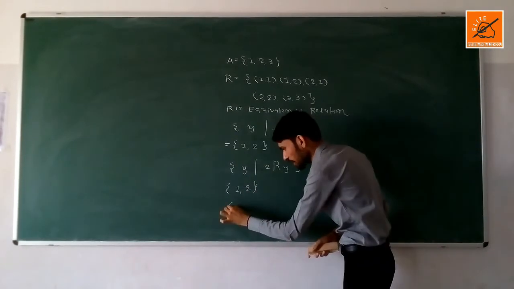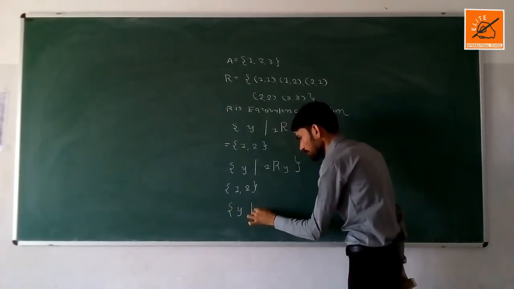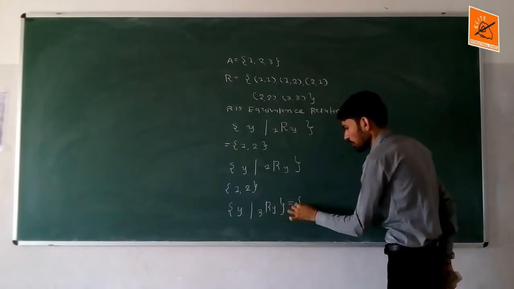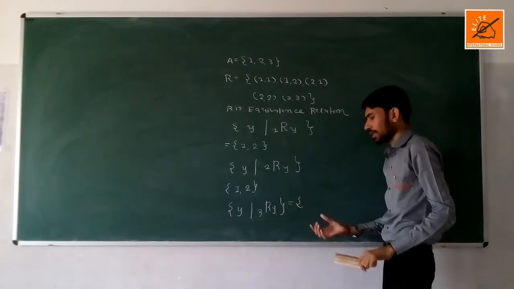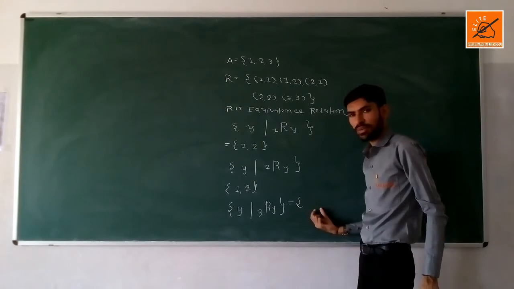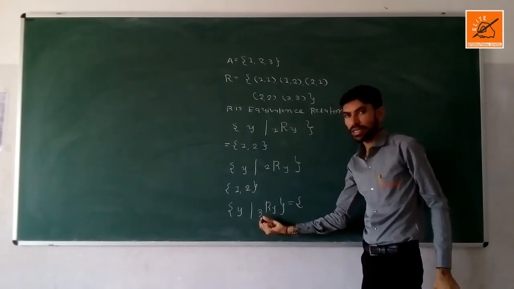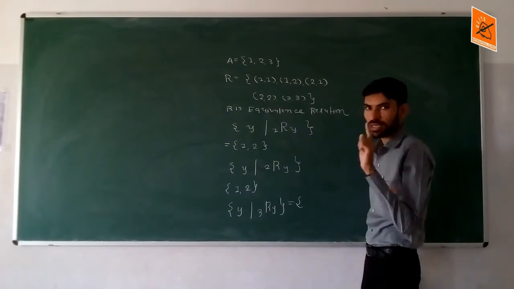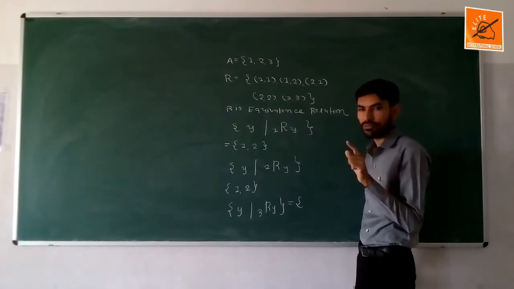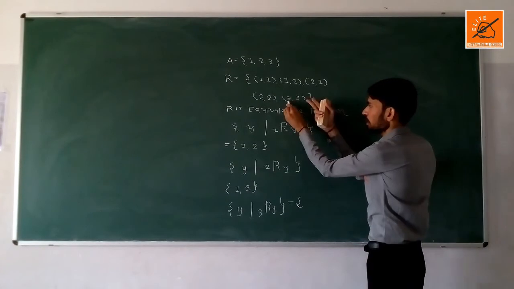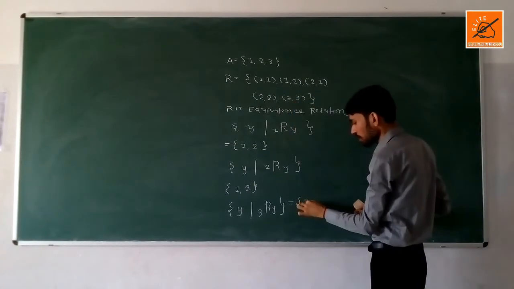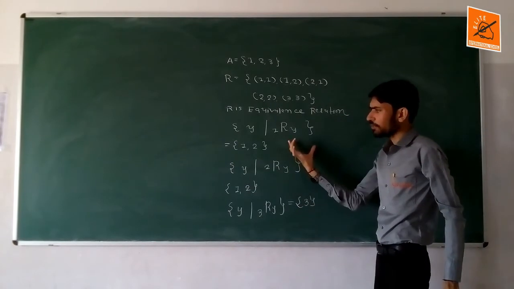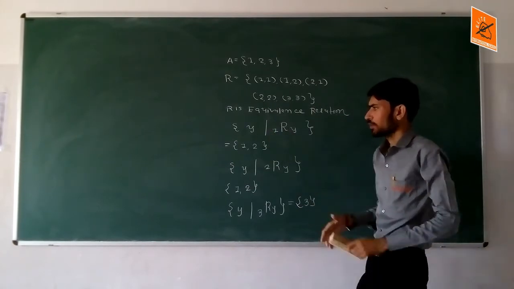Now we define another set as the set of y such that 3 is related to y. Which elements come in this set? This set contains those elements related with 3. Observe which element is related with 3. Just one element, 3 itself, is related with itself: 3 is related to 3. So it contains just the one element 3. So now here we define three sets.